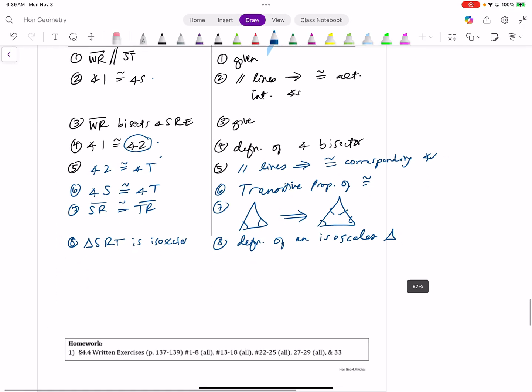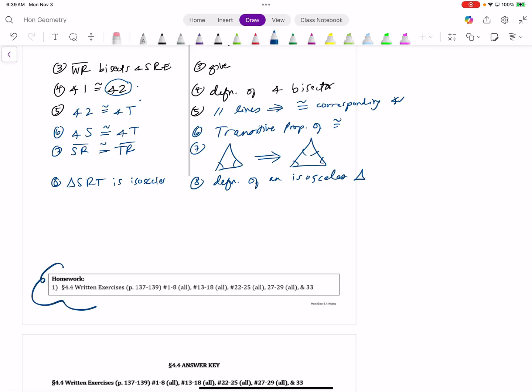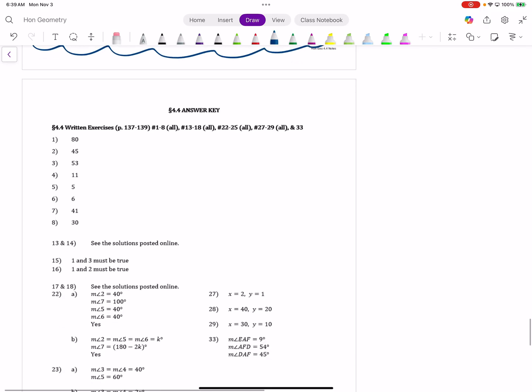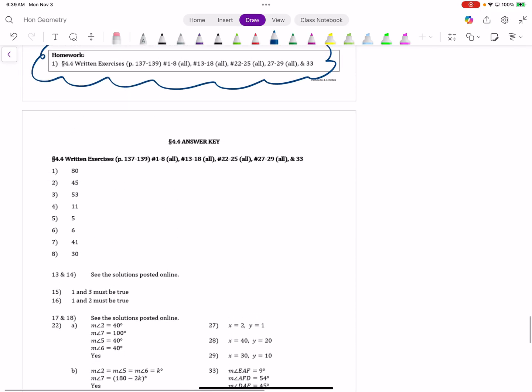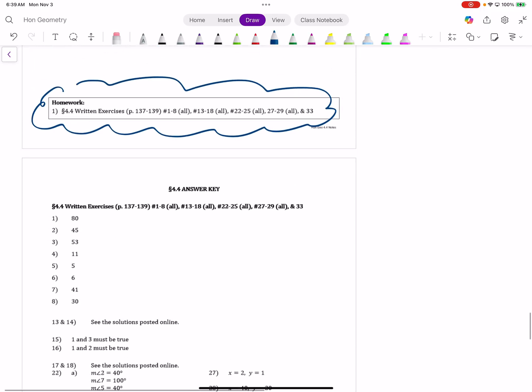Okay, so you're gonna do these out of the book. So it's all written exercises. The answers are right here, but the solutions will be posted online. And I'm probably not gonna post anything until planning period because it's already 6:39 and I'm not ready for school yet.